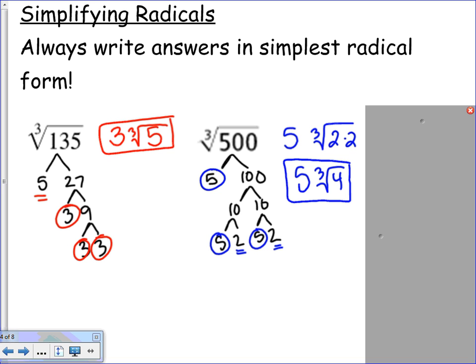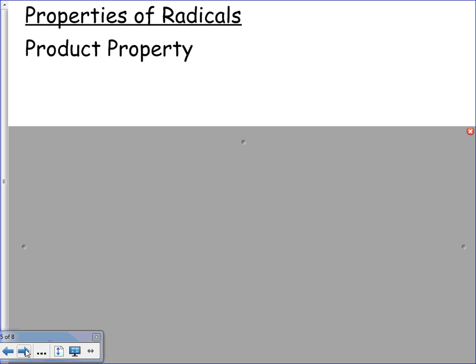Good. Okay, next thing we want to talk about are 2 properties of radicals, the product and the quotient property. Okay, so the first one we're going to talk about is the product property. Product goes with what mathematical operation? Sum is addition. Product is the answer to a multiplication, right? Sum for addition, difference for subtraction, product for multiplication, and quotient for division.